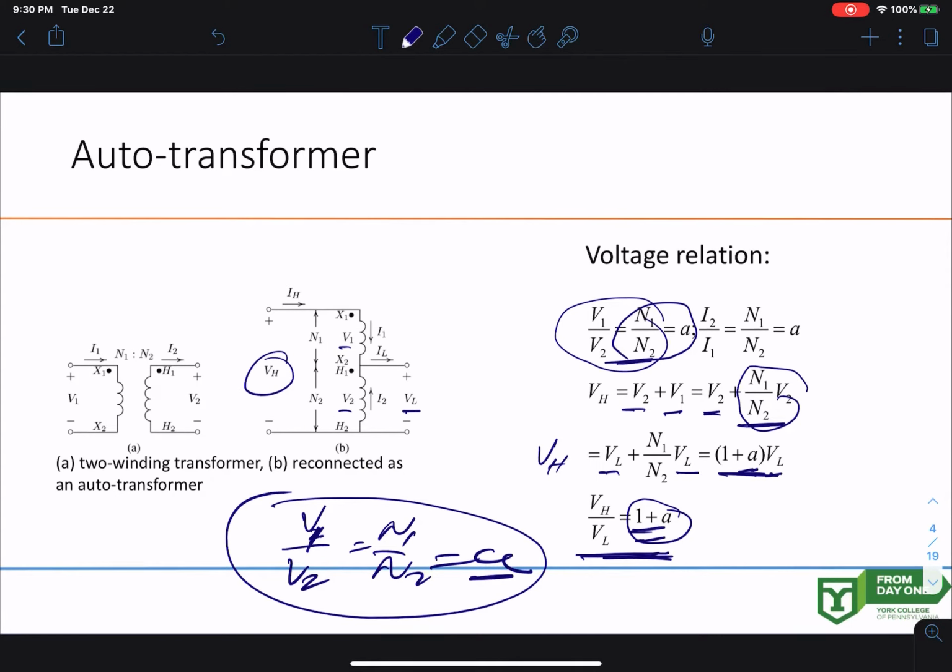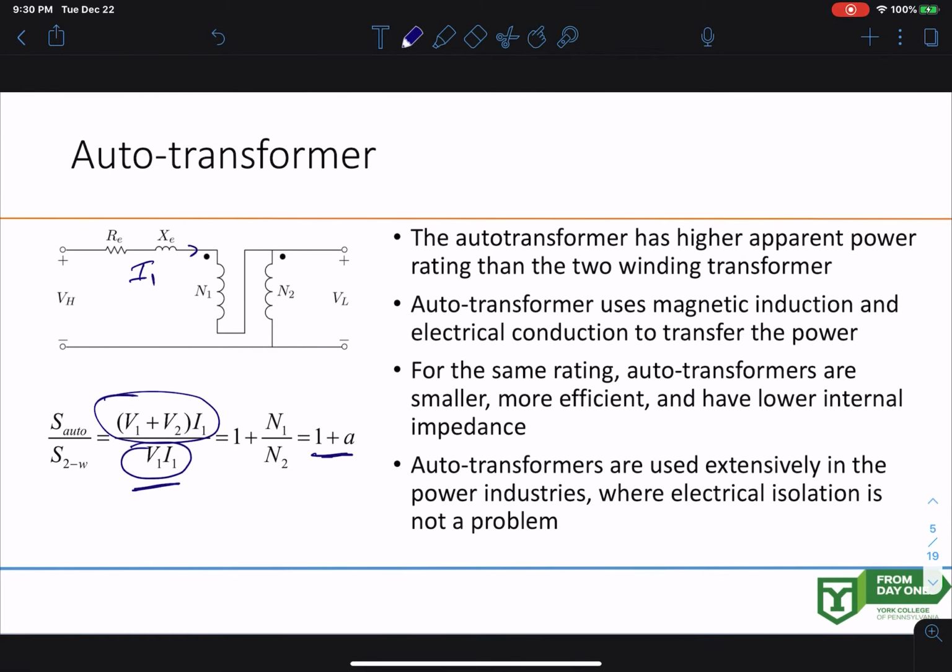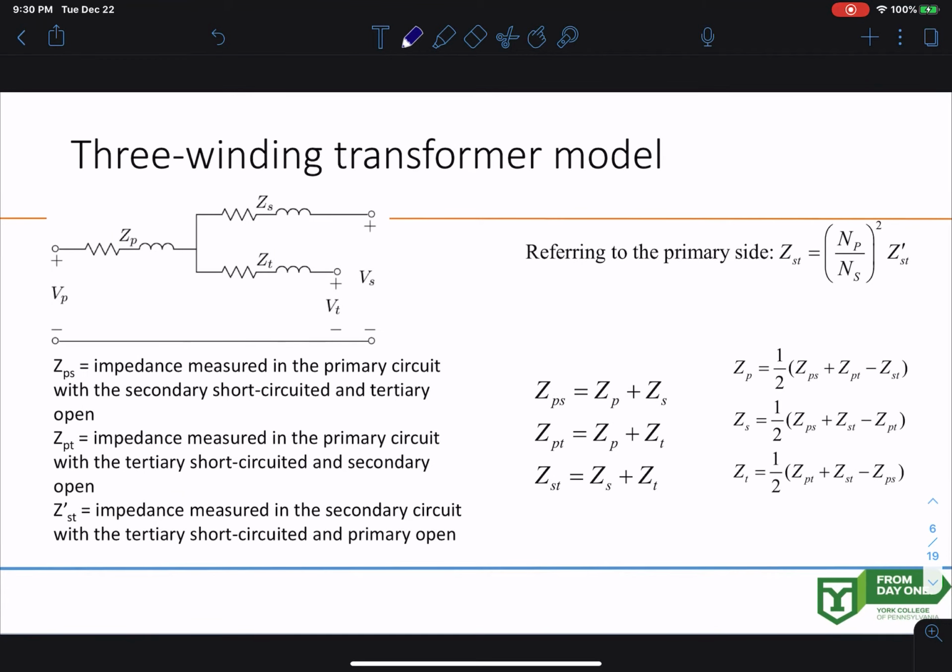So if you try to get the current rating for this one, the voltage rating normally is V1 times I1's current rating. So V1 times I1 will be the power rating. Over here, your V1 plus V2 times your current will give you the power rating. So the power rating is higher than your magnetically coupled transformer. That will be evident if you do this example here, where we'll see how it changes.